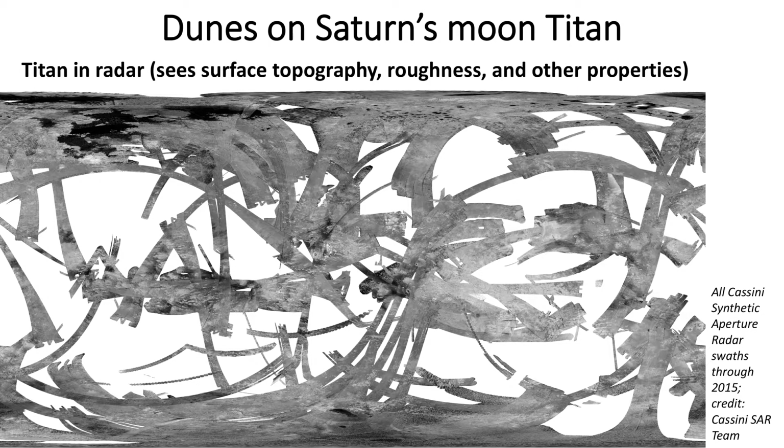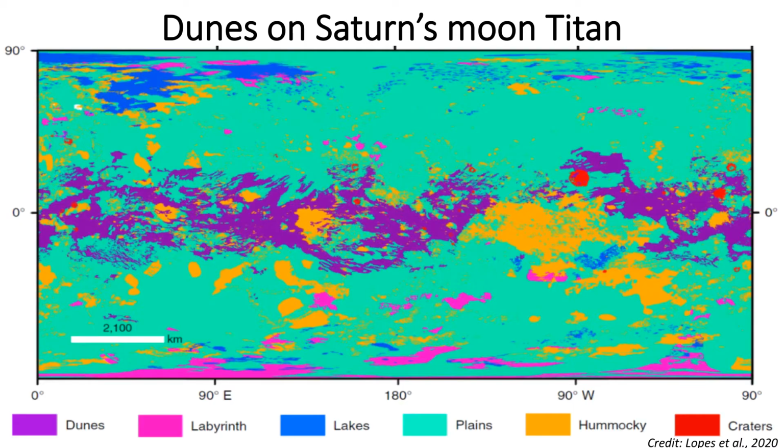So this is a map from Cassini data looking in the infrared to see some surface features. But if you then look in radar, so now if you look with radio waves that you're bouncing off the surface, now you can see things like the surface topography, so mountains and dips, and the roughness and other properties. And so this is all of the Cassini synthetic aperture radar swaths through 2015. So not quite to the end of the mission, but an awful lot of them. You can see an awful lot of detail in here.